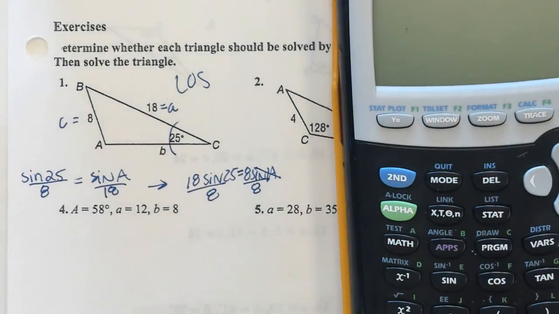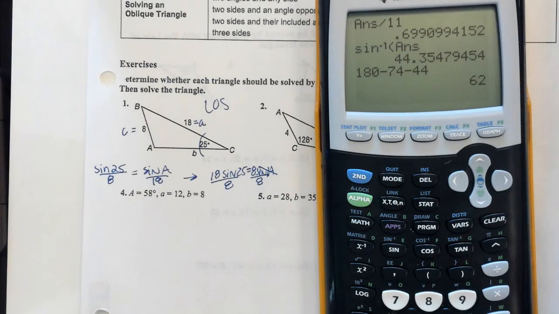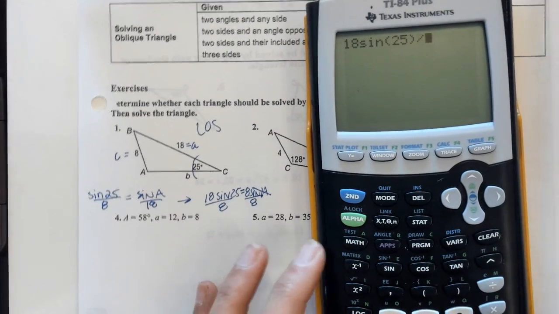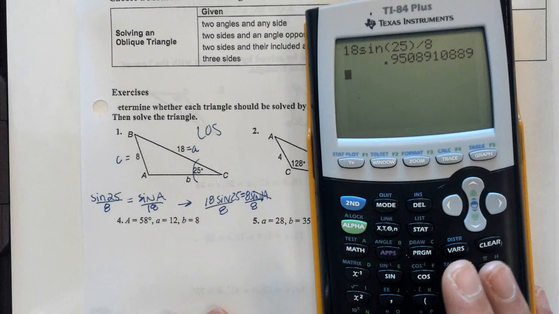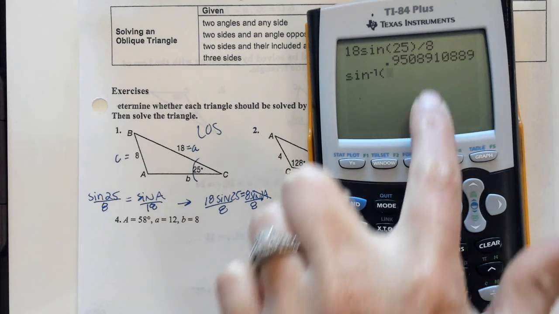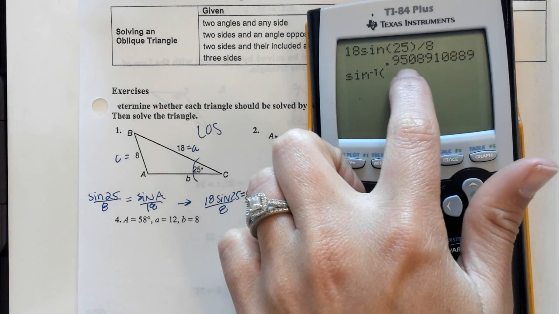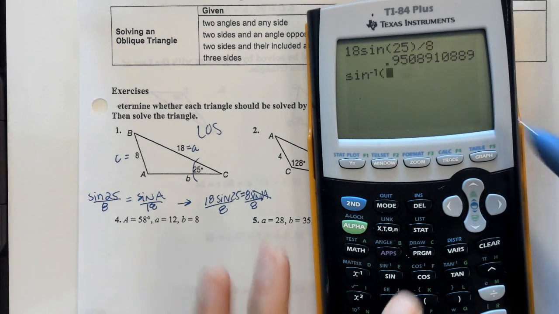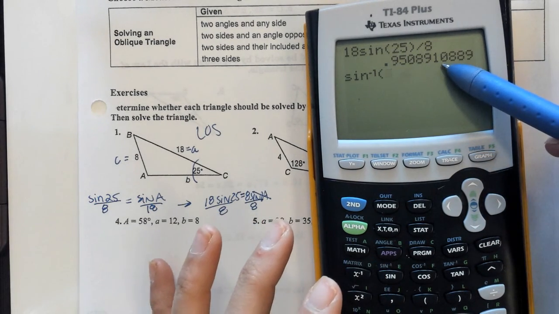Alright, this is how I type it in. You can type it in however you want. 18 sine 25 divided by 8. You should get this number. Is this our answer? Alright, because we're solving for a what? So we'd have to use what? Yes. And a lot of y'all, this is another misconception, are rounding this off too soon. Y'all are putting like 0.95. You need to not round off till at least like the 5 or 6 places after the decimal.